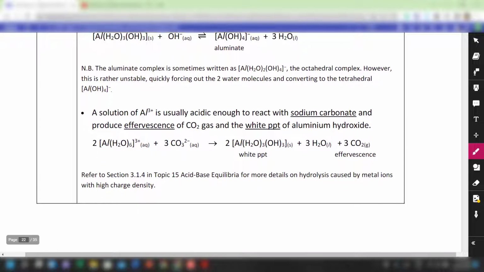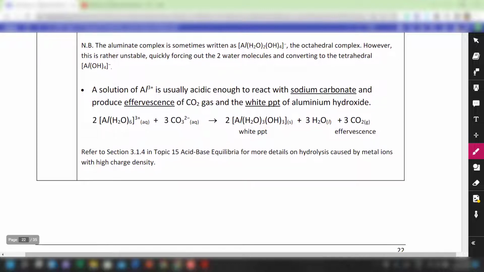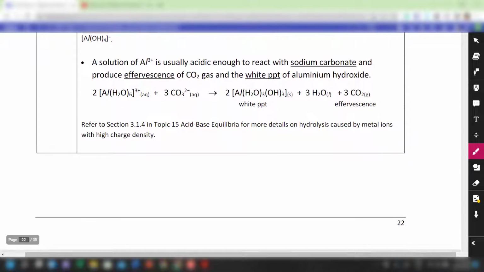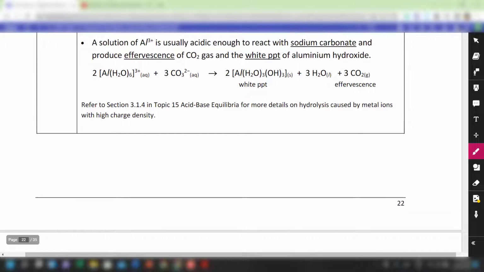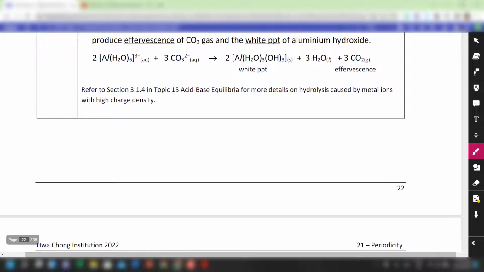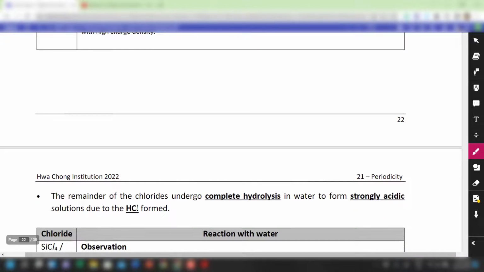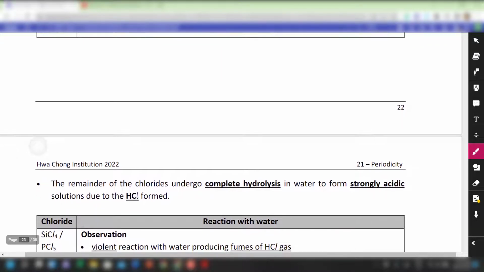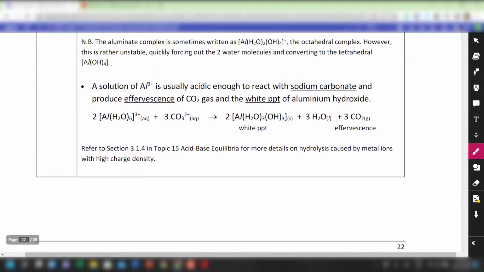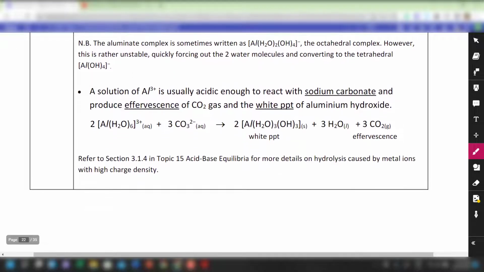And then over here we have balanced equations involving carbonate and Al3 plus, but usually I prefer not to write the equation in this particular format. So again, I will discuss it below here. I think I will discuss it before I move on to SiCl4 and PCl5.